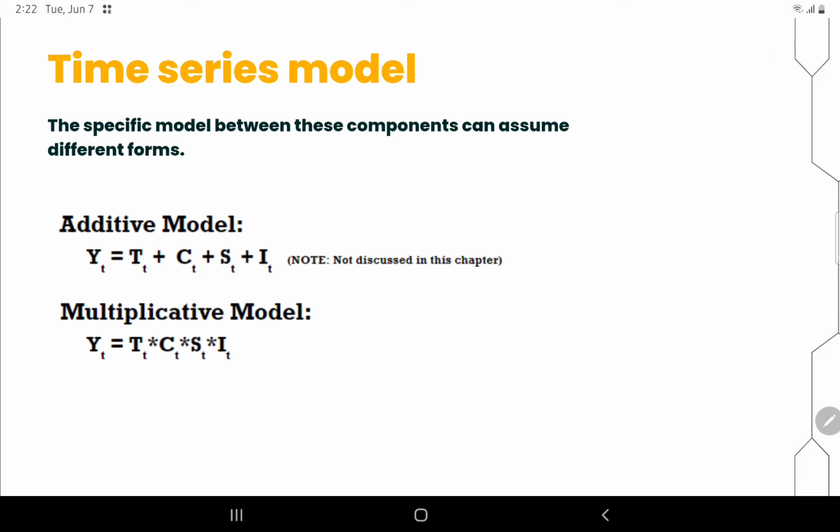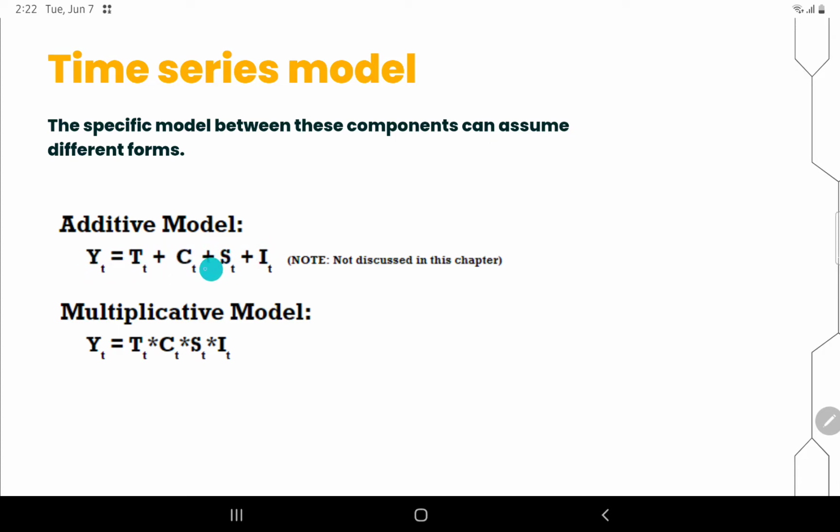Okay, this is the time series model. Model of the time series. Okay, so ada dua model, iaitu yang first one is the additive model and second one is multiplicative model. In additive model, equation dia Y equals T plus C plus S plus I. The model is Y equals T, the trend, plus C, cyclical variation, plus S, seasonal variation, and plus I, irregular variation tadi.